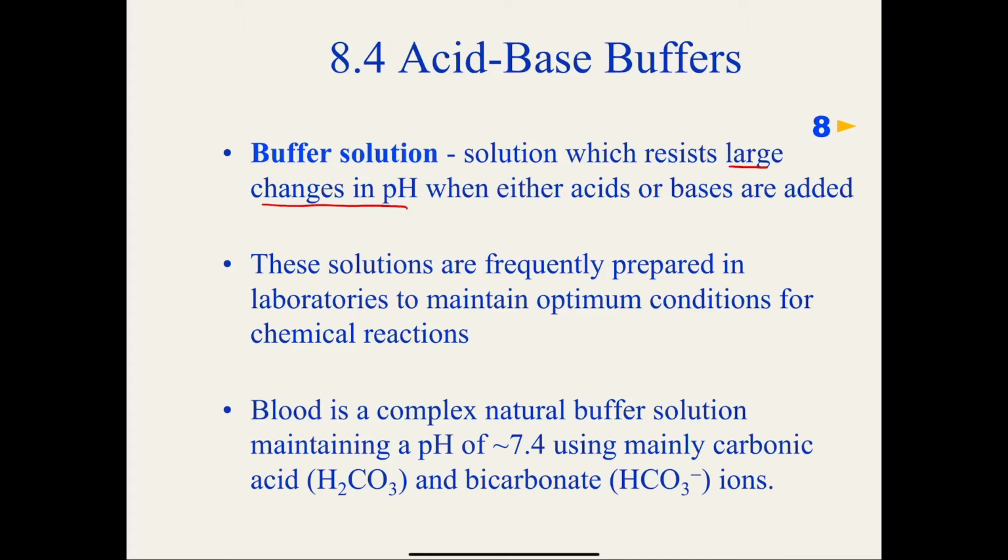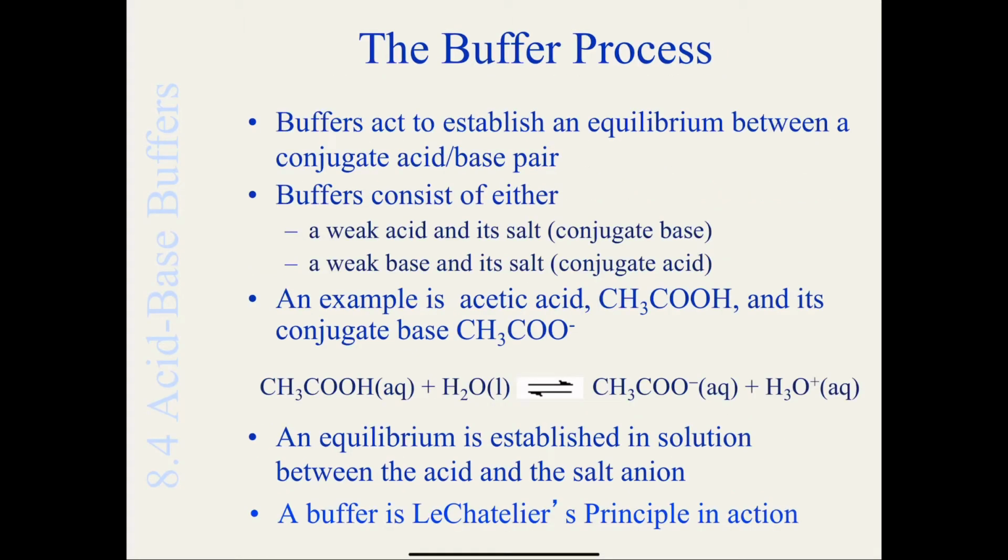Buffer solutions also occur naturally. Blood, for example, is a complex natural buffer solution maintaining a pH of approximately 7.4, optimum for oxygen transport. The major buffering agent in blood is a mixture of carbonic acid, H2CO3, and bicarbonate ions. The basis of buffer action is the establishment of an equilibrium between either a weak acid and its conjugate base or a weak base and its conjugate acid.